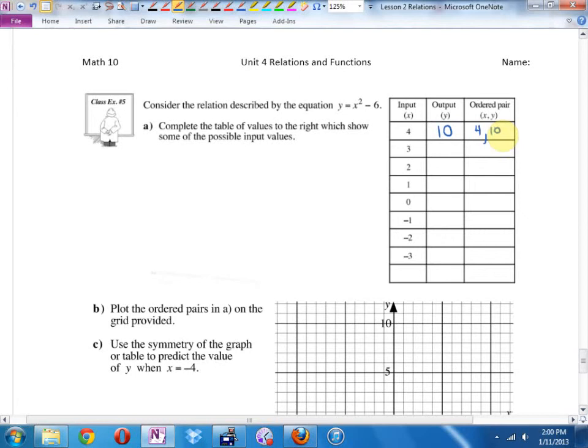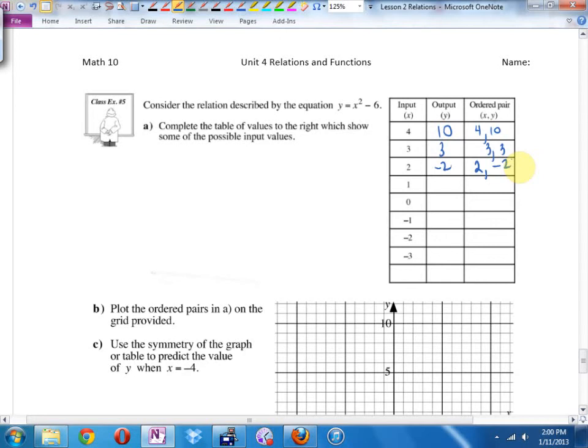What does 3 go with? When I input a 3, what do I get? I think 3, yeah? You get 9, take away 3. You know what? This is just crowded. I'm not going to write the brackets around them. You guys can. Put a 2 in. 2 squared is 4 minus 6 is negative 2. 2 comma negative 2 is a point on this graph.